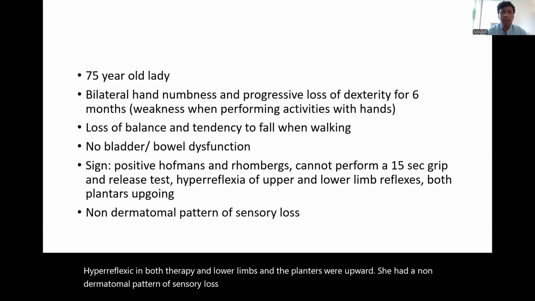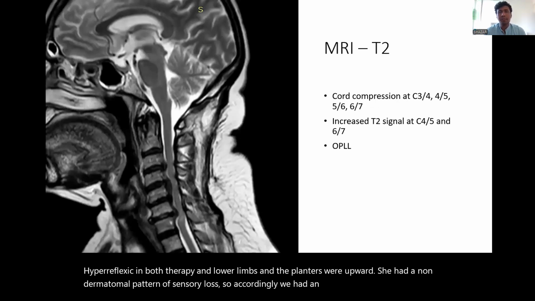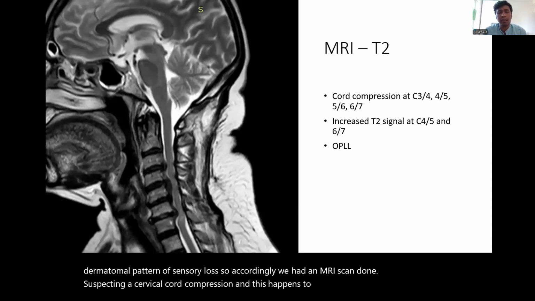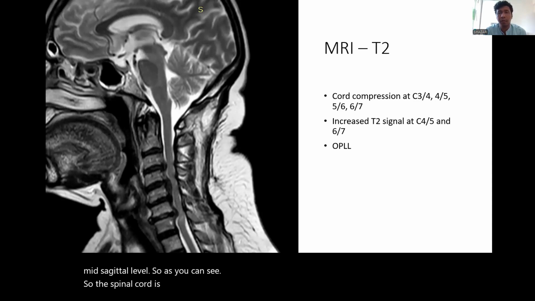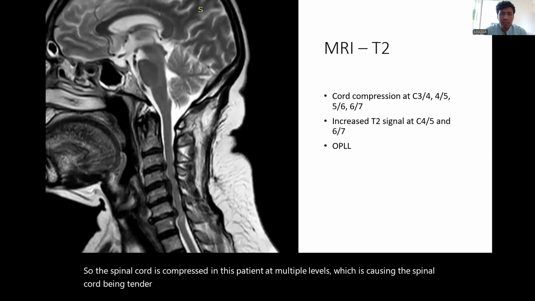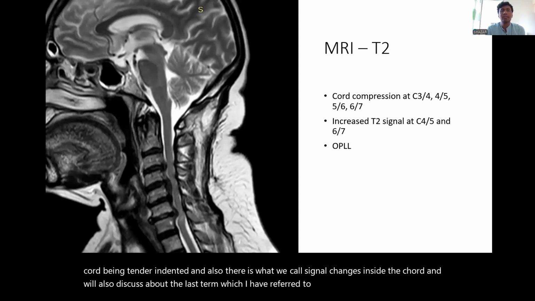Accordingly, we had an MRI scan done, suspecting a cervical cord compression, and this is her MRI sagittal image at the mid-sagittal level. As you can see, the spinal cord is compressed in this patient at multiple levels, which is causing the spinal cord to be indented. There are also what we call signal changes inside the cord. We'll also discuss the last term, which I have referred to as OPLL. So this is a typical history.